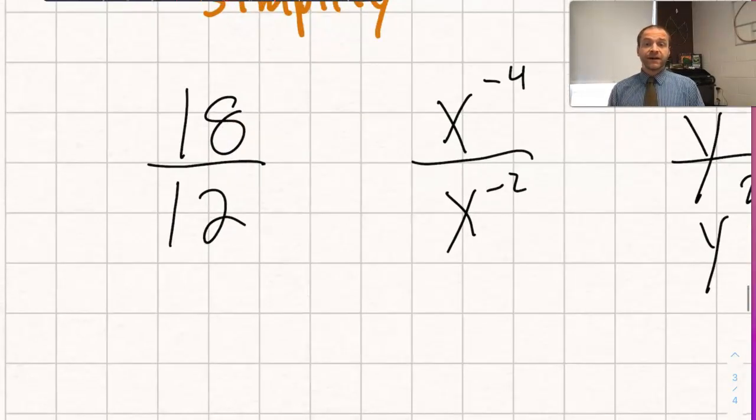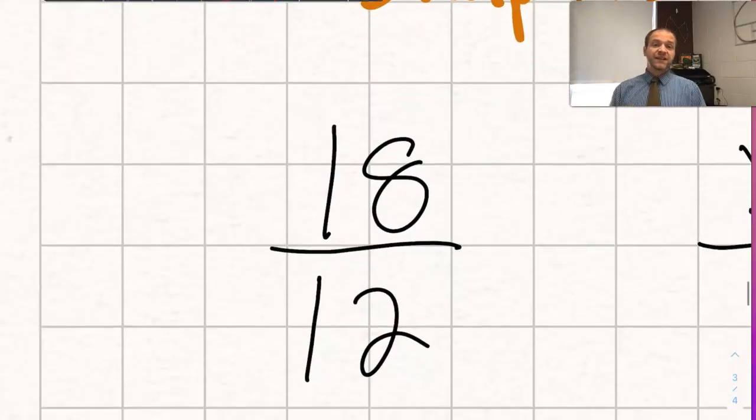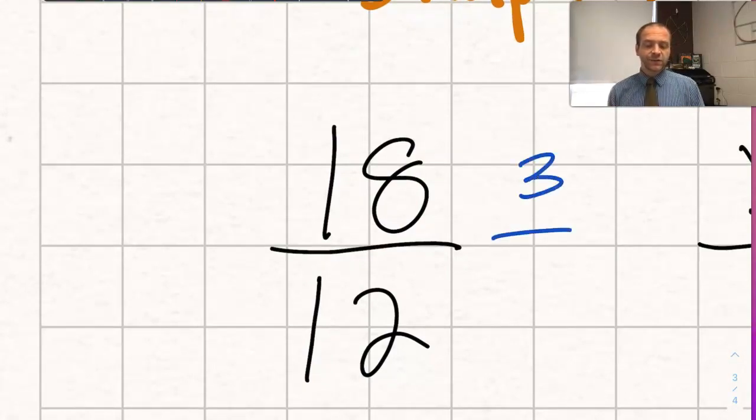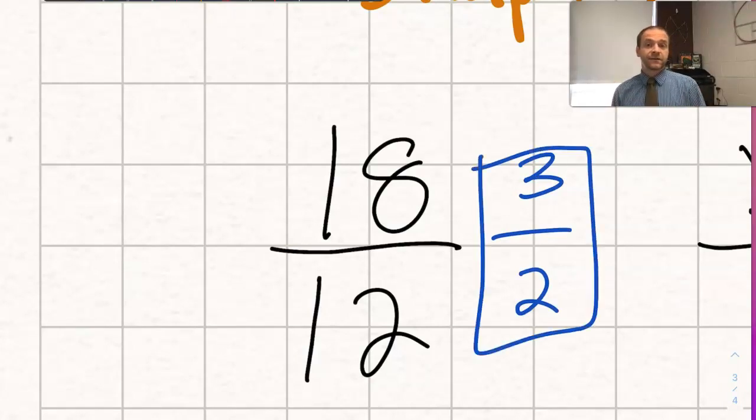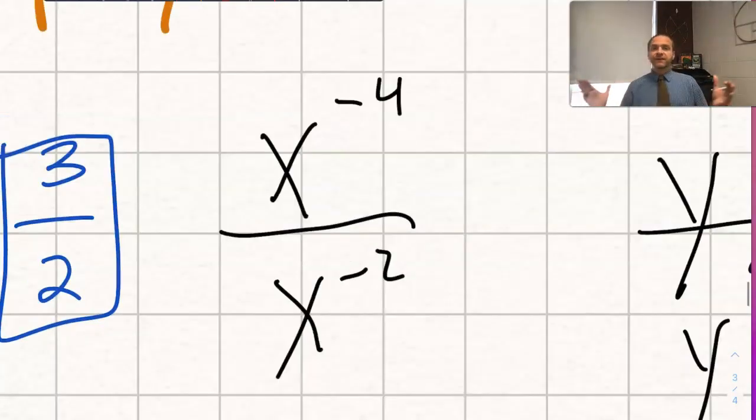If I have 18 over 12, forget about the whole idea of exponents. If I have 18 over 12, we know what that means. We simplify that fraction. 6 goes into 18 3 times, 6 goes into 12 twice. I simplify my fraction. So that's what I have, by the way. I have a 3 on top and a 2 on the bottom, because I just simplified that fraction. All right, so I'm going to do Mr. Rainsberg's rule on negative exponents and quotient rule combined together.